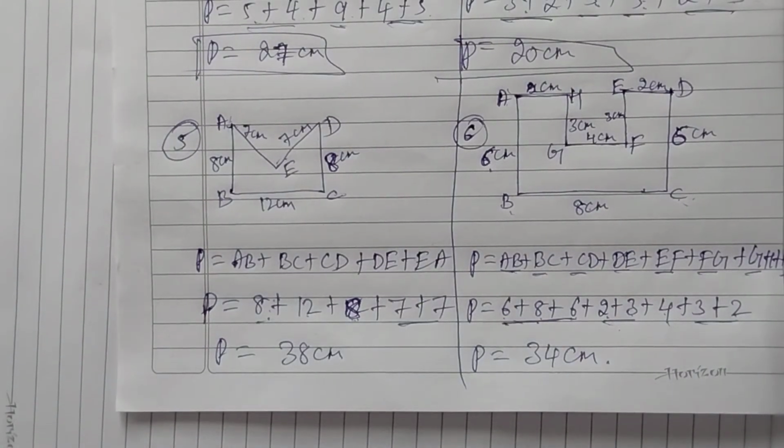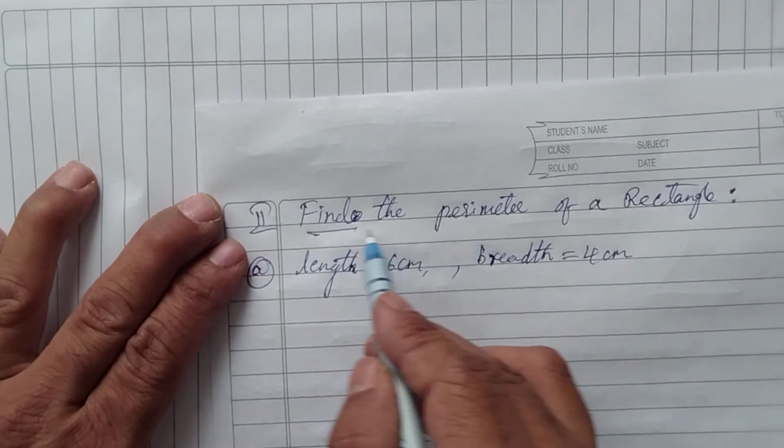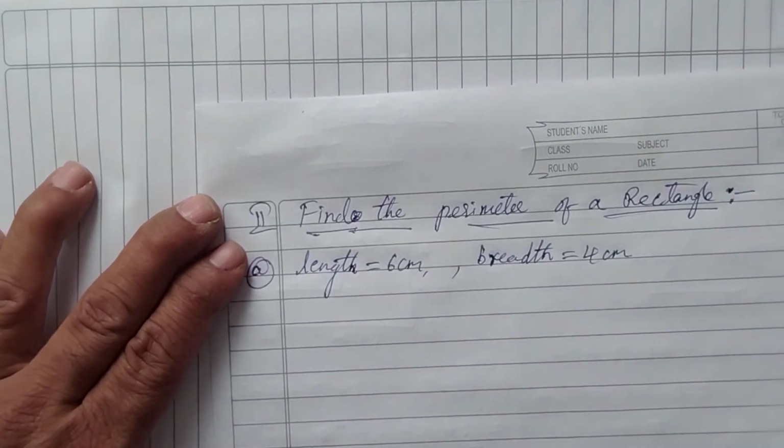These 6 sums I have given in the first main. You have to solve by yourself. Next main I am going to explain you all. Okay, you can copy that. Now listen. Second main, find the perimeter of a rectangle. We have to find the perimeter. This is the difference.